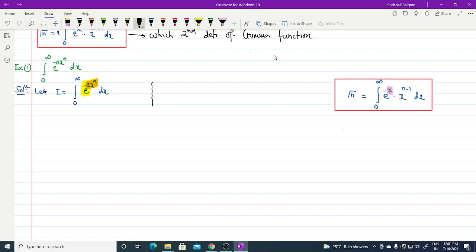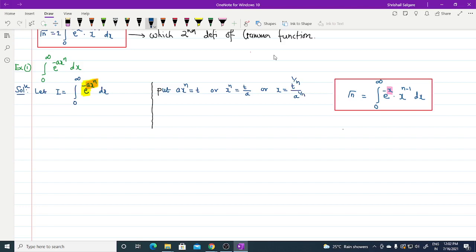Yes, anyone want to tell what will be the substitution? What will be the substitution? A x raised to n is equal to some another parameter, suppose t or y. Okay, put a into x raised to n is equal to t, or the same thing can be written as x raised to n is equal to t divided by a, or that same thing can be written as x is equal to t raised to 1 by n and a raised to 1 by n.